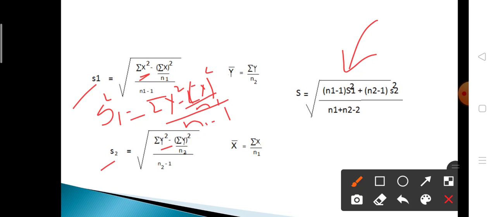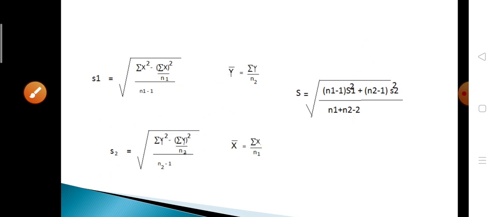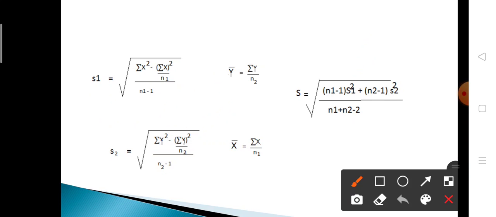Okay, and instead of n1 just write down n2, because n2 is the sample size for the y variable. Then how to calculate x bar and y bar? X bar is calculated as summation x divided by n1 and y bar is calculated as summation y upon n2, and s is calculated as square root of ((n1 minus 1) s1 square plus (n2 minus 1) s2 square) whole divided by n1 plus n2 minus 2.